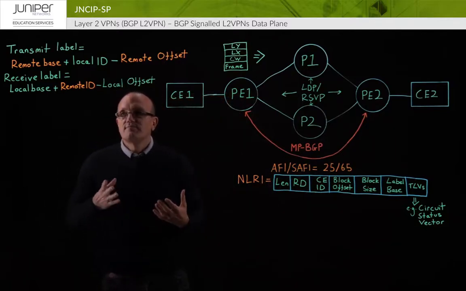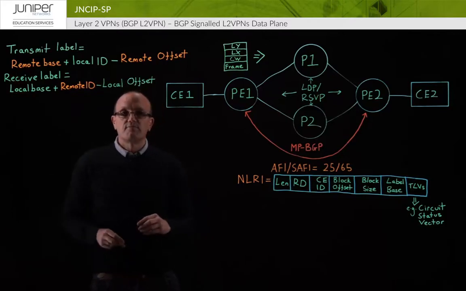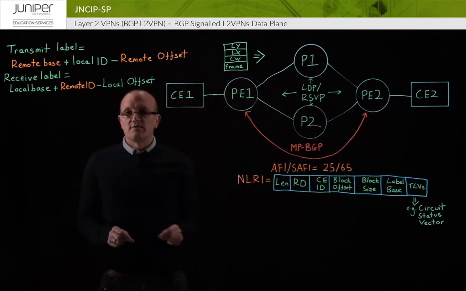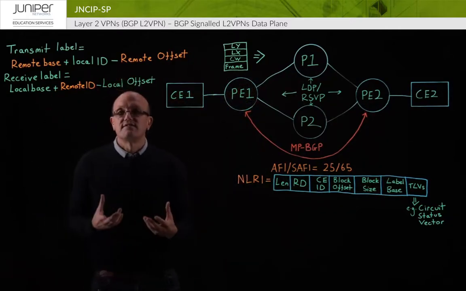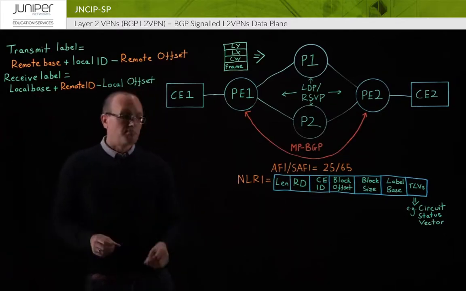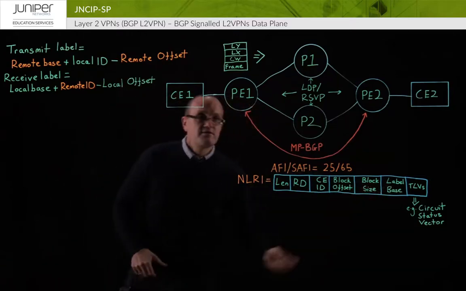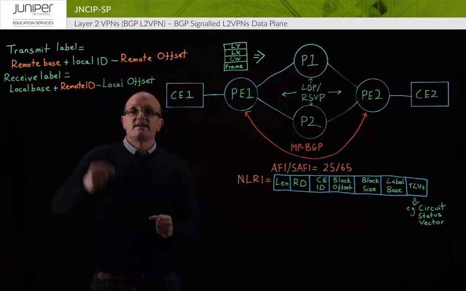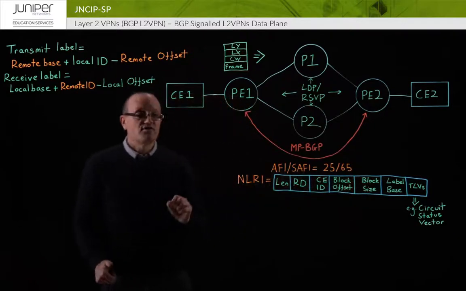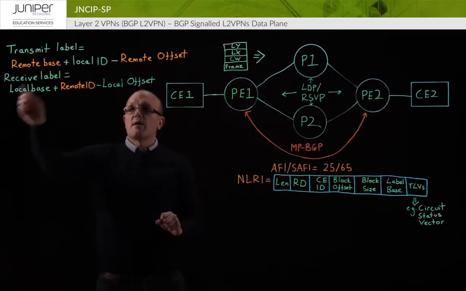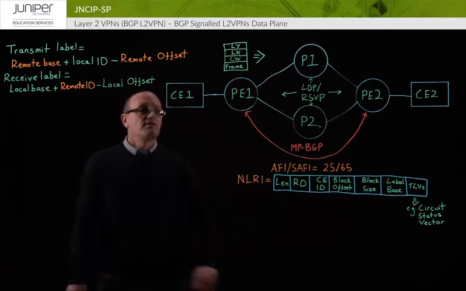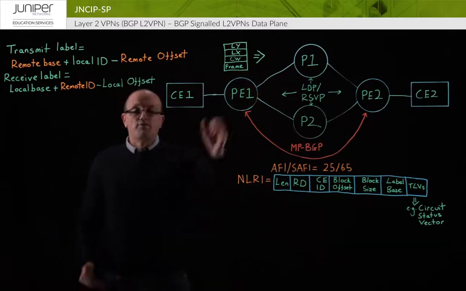And then we do this process again for the receiving label, so the label that we're going to be expecting on packets sent from PE2 to PE1. All of these values are effectively inversed. We take the reverse options. In this case, we have the local base, so that is the label base that we've allocated. We're taking the remote ID, so that's the CE ID that we've received in the NLRI advertisement from PE2. And we take away from that our local calculated offset. And that's how we generate the receiving label state on the PE.